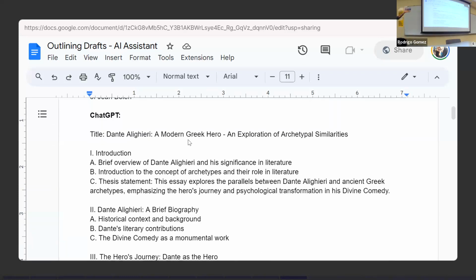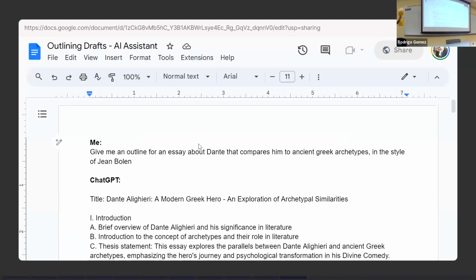Dante Alighieri, a modern Greek hero, right? So this was the input, by the way. So this is also, I'm showing you here in practice what I'm having my students do whenever they use AI for my classes. If they're using AI, they have to tell me what they told it and what it told them. So the inputs and the outputs become a part of their works cited page. This is a document that they have to attach to any submissions that they make in my classes. But here's the point. Here's what I want them to do with it.